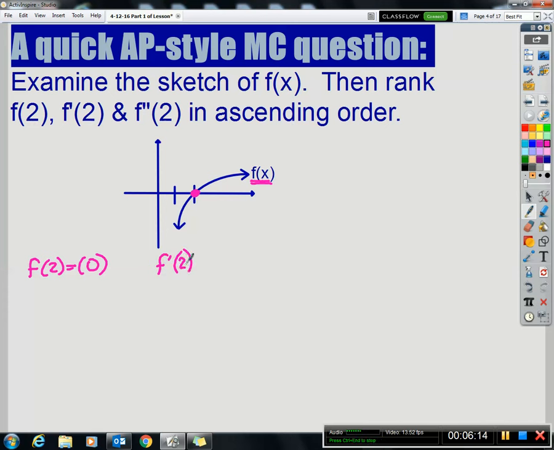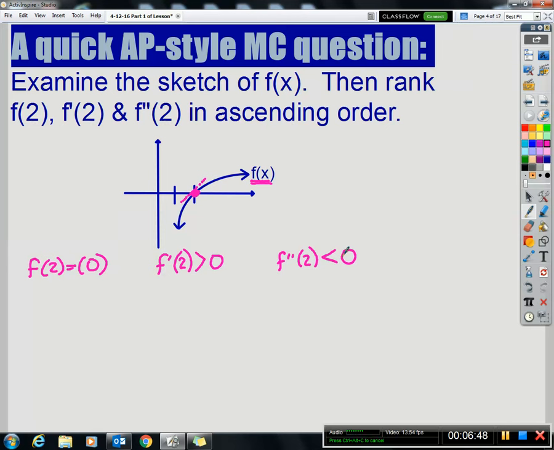Well, the slope is positive, and you'll notice if I drew in a tangent line, the slope is positive. The other thing I know is if f of x is increasing, then its derivative is positive, so f prime of 2 is positive. Well, how in the world would you know anything about f double prime of 2? Again, the second derivative deals with concave up or concave down. Do you see that f of x is always concave down, which means that f double prime of x is always negative. So more specifically, f double prime of 2 is negative.